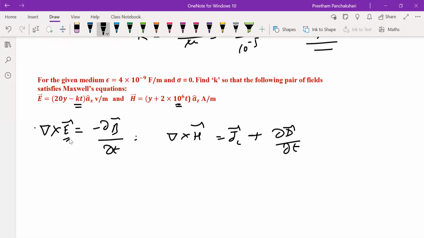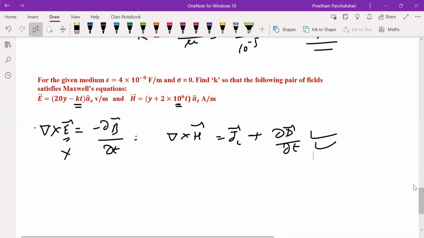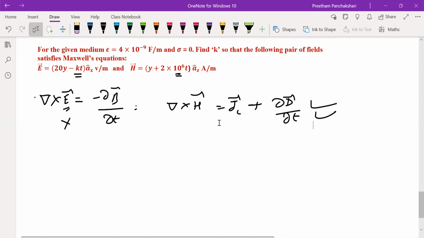Here, if you substitute, what happens? Differentiation with XYZ will remove completely KT. So don't go for this. Go for this one. D means epsilon E. If you differentiate here KT, you will get K. That's why we have to use this. In the previous problem, we used this first equation. Now we have to use second equation. So the problems look alike, but the equation is different.